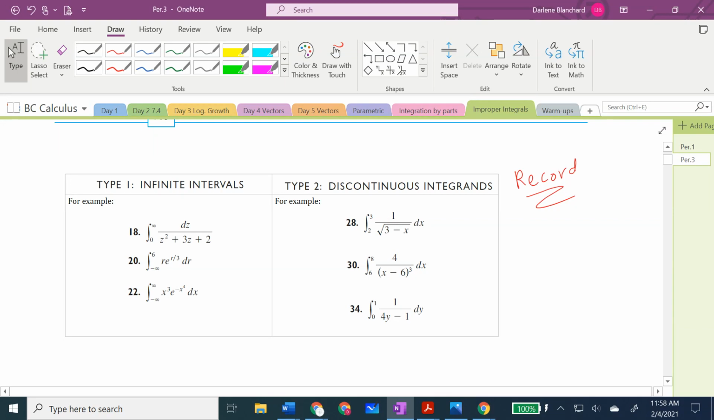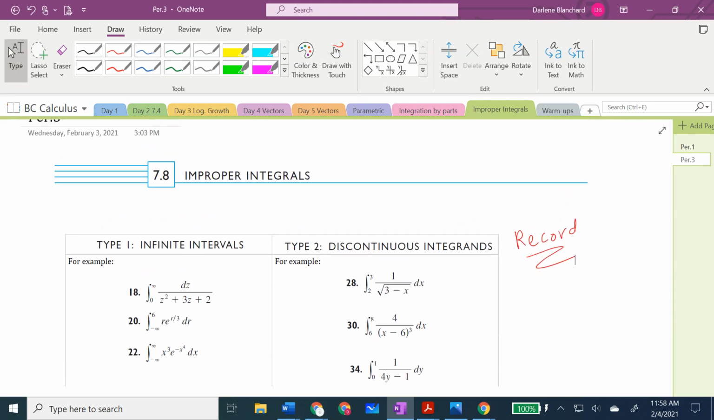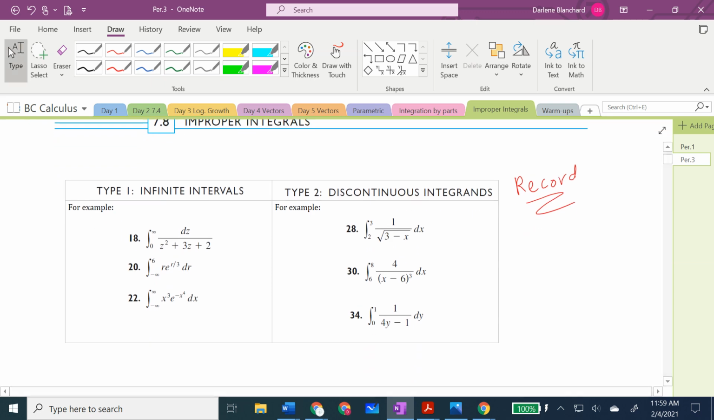Improper integrals. That is our concern today. What makes them so improper? They are improper essentially because they've got an infinite problem going on with them. Type 1, you can obviously see the infinity problem. Dink, dink, or double dink, dink.